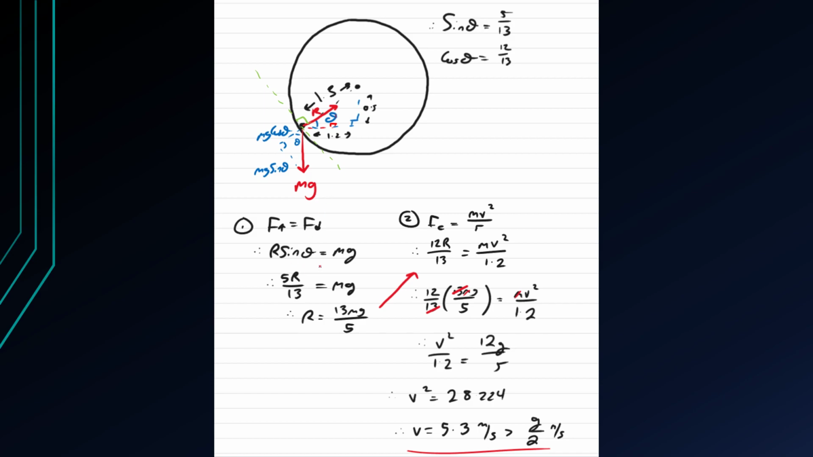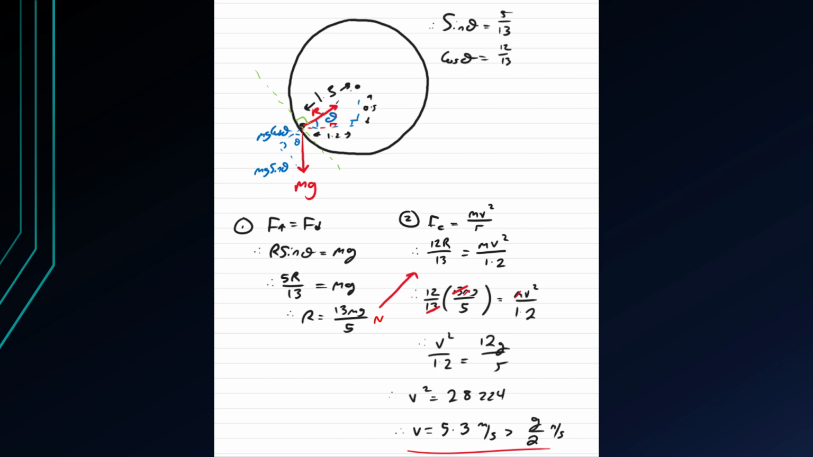So we get R sine theta equals mg, so we have the perpendicular components of the reaction force. So R sine theta equals mg, so R is 13 mg over 5 newtons. Should have written my units in there.